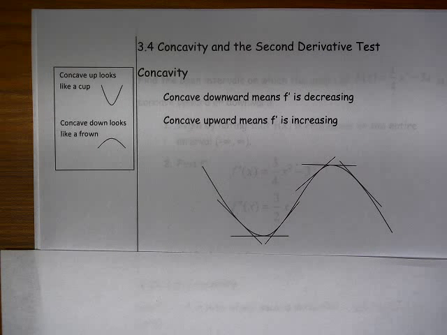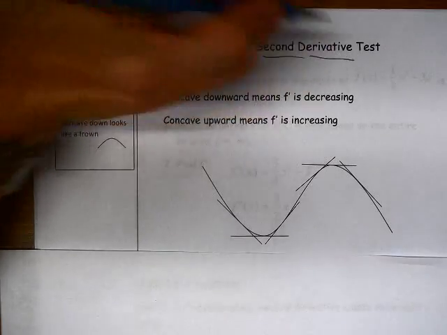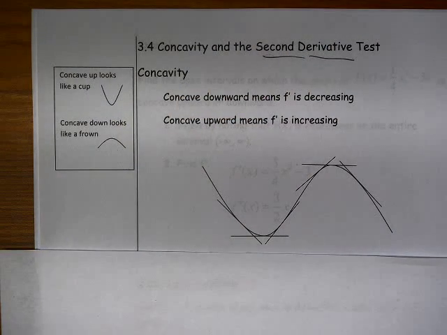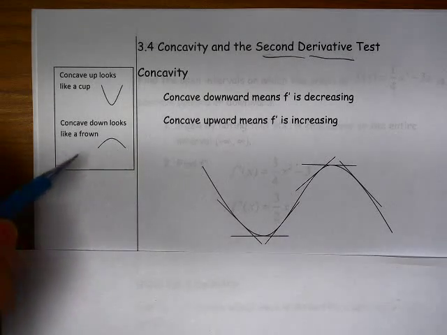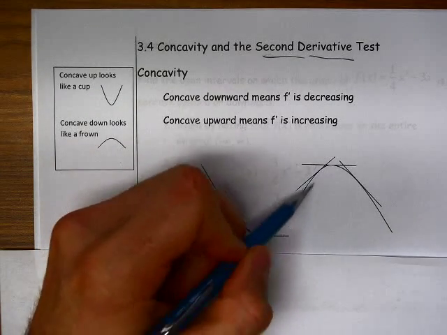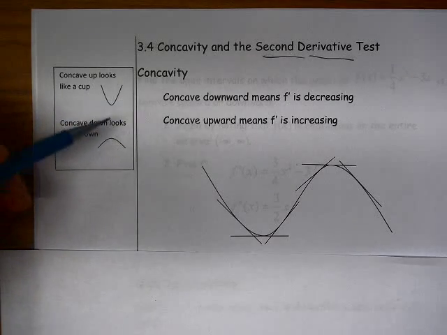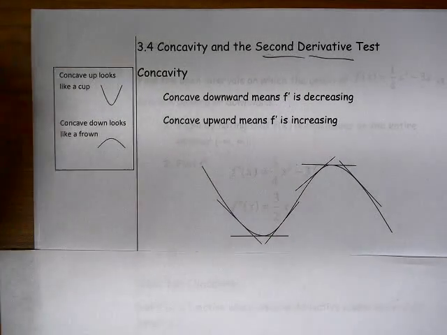All right, 3.4, we're continuing to use calculus to give us additional ways to describe the behavior of a function. So in 3.3 we talked about increasing and decreasing functions and finding relative extrema. In 3.4 we're going to talk about concavity, and what we use to tell us more about the concavity is the second derivative. So concave downward looks like this here. And the definition of concave downward is that f prime is decreasing.